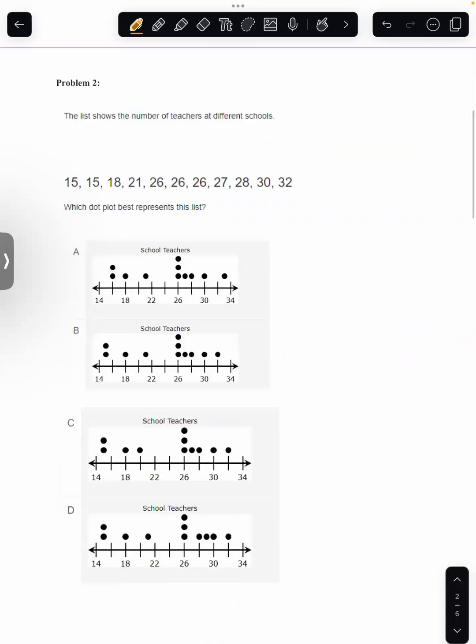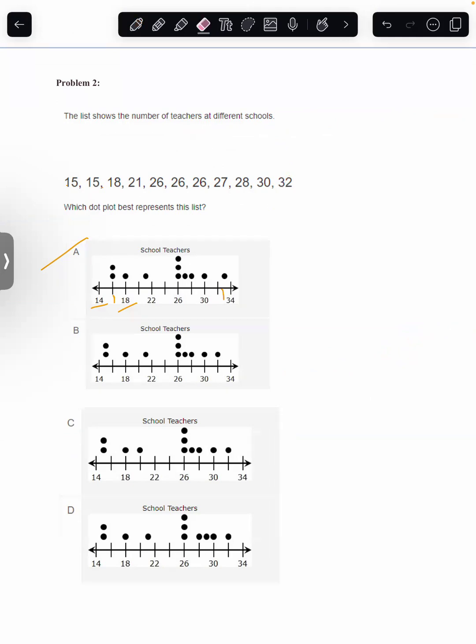All right. Second one, the list shows the number of teachers at different schools. Which plot best represents this list? Okay. So if you'll notice here, that's 14 and 18. That means this has to be 16. So that can't be right. You just have to make sure you're reading it carefully. Like this would be at 33, not 32, right? So can't be that one.